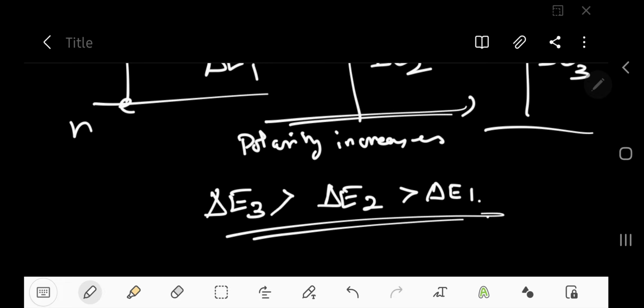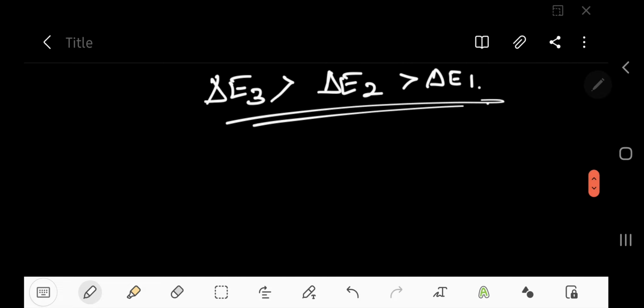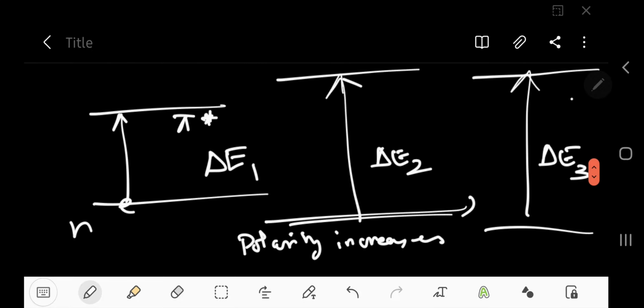Because the non-bonding electron present in the n state is highly stable when the polarity increases. As it is highly stable, it doesn't want to get into the excited state, so you need more energy to get it excited. Clear? So when the polarity increases, the wavelength will be shifted towards the blue region. So there will be a blue shift.